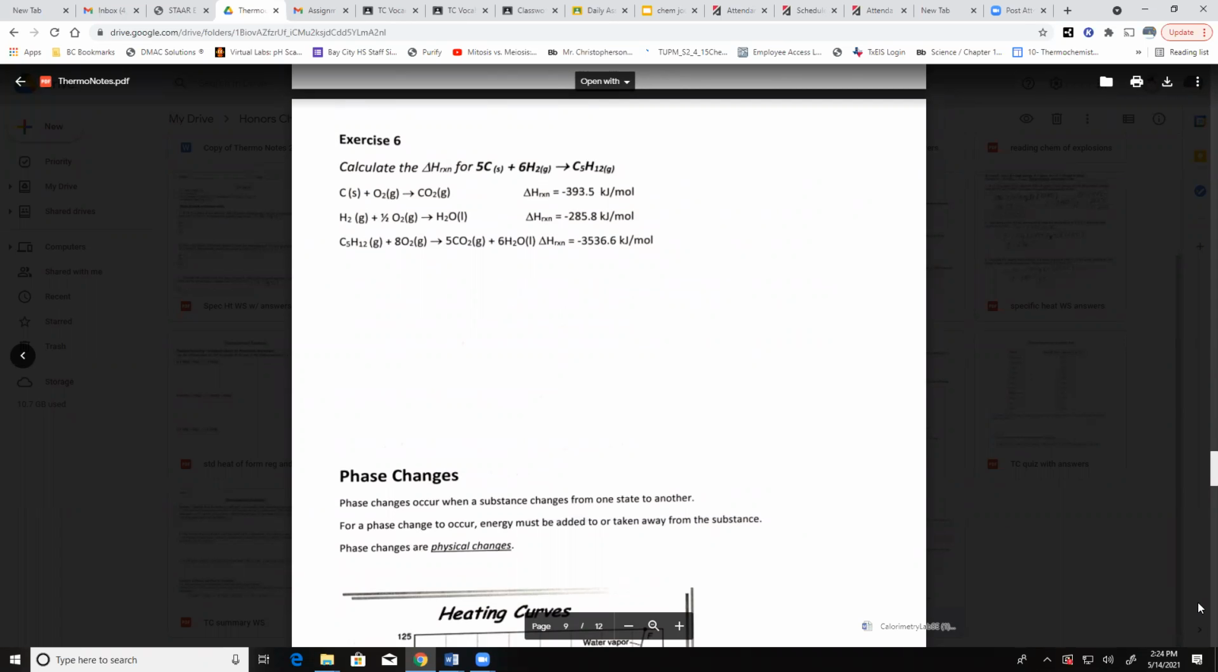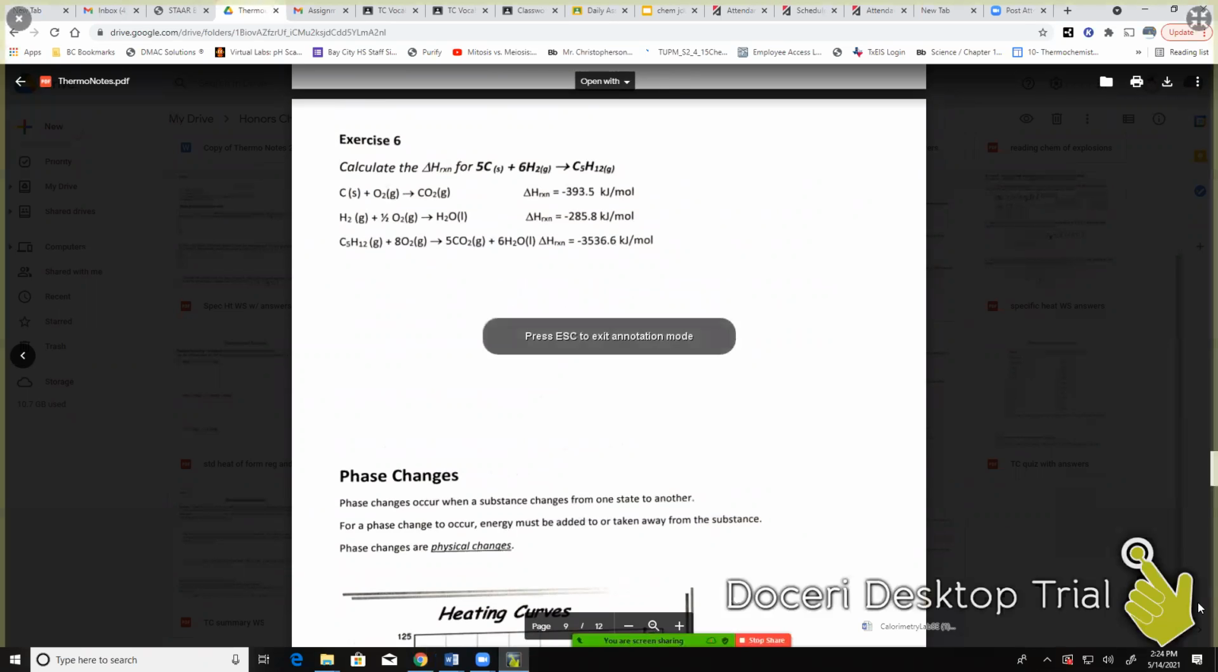Second and seventh. I haven't got to that. All right, let's move on and look at one that gets a little bit harder. Okay, so it says calculate the delta H of reaction for this one.